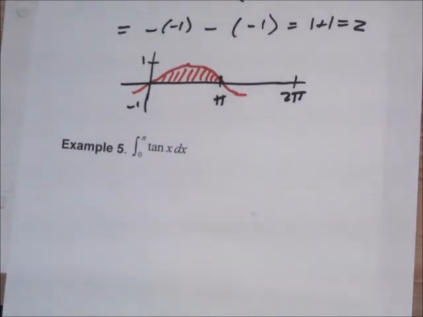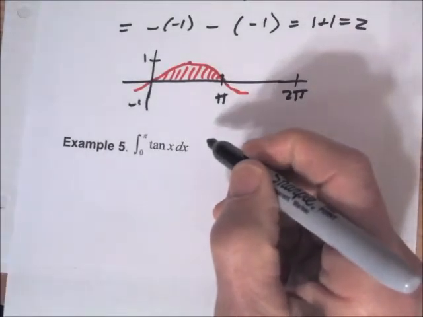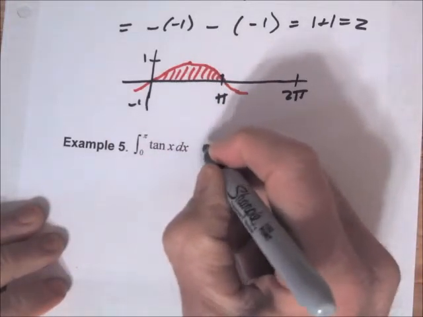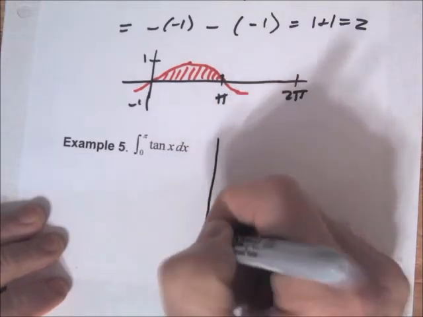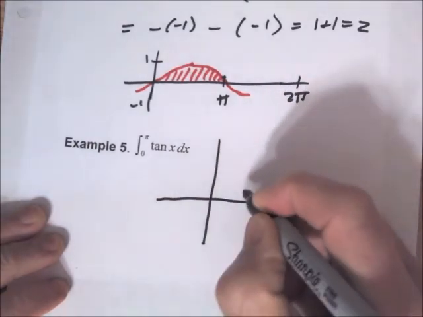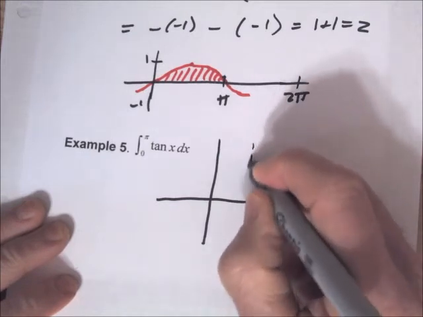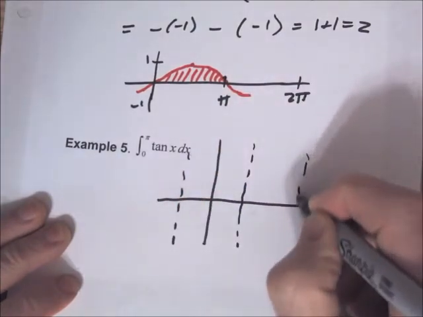Integral from 0 to pi of tangent x. This one you have to be a little bit careful. You can't really apply the fundamental theorem directly here. You could maybe use limits to evaluate this, but if you remember the graph of the tangent, tangent is undefined at pi over 2. So we're going to have vertical asymptotes at pi over 2 and minus pi over 2.